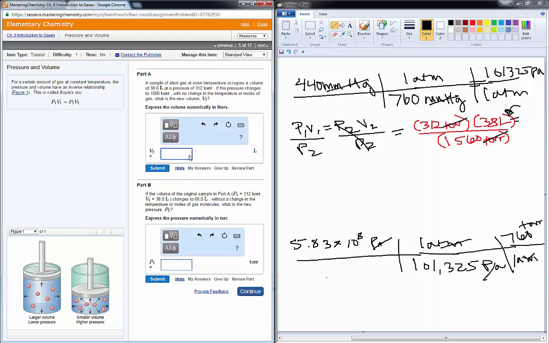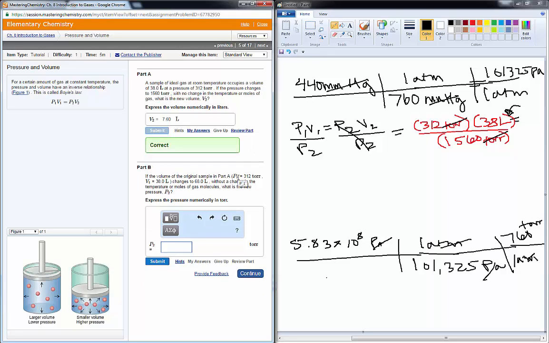Should be 7.6 liters. Okay, same story. If the volume of the original sample in part A, which has this initial pressure, changes to 68 liters, what would the new pressure be?